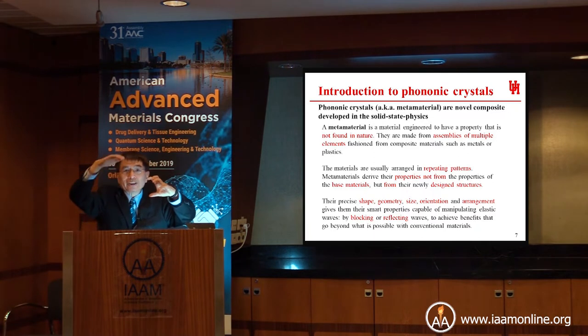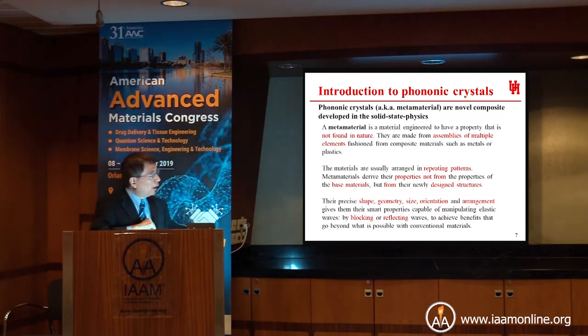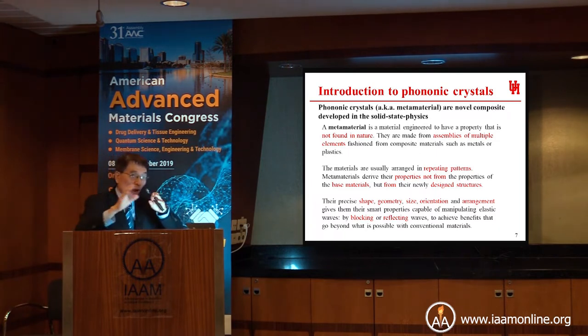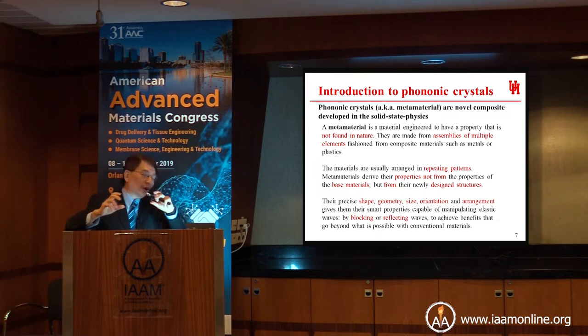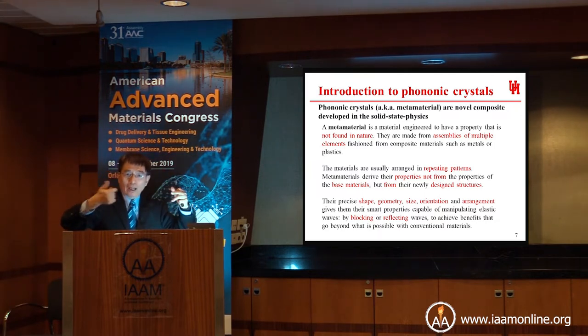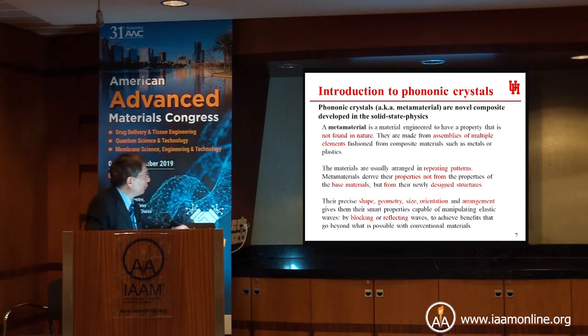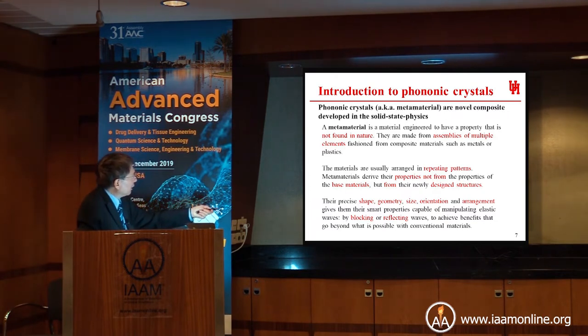And then we repeat the unit cell. What I'm saying is, the metamaterial property does not come from the concrete itself, not from the rubber itself, but from how I design it. Concrete and rubber become one unit cell, and then I repeat the unit cell. As you can see right here, a repeating pattern. And then their shape, geometry, size, orientation, and arrangement will give their smart properties. These properties will manipulate elastic waves, including mechanical waves and seismic waves, to block the waves.